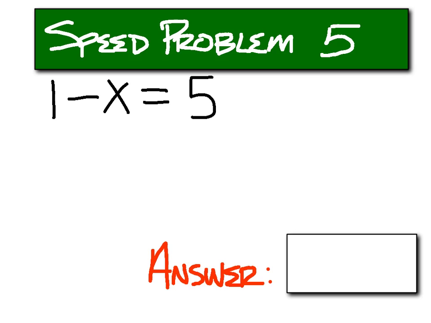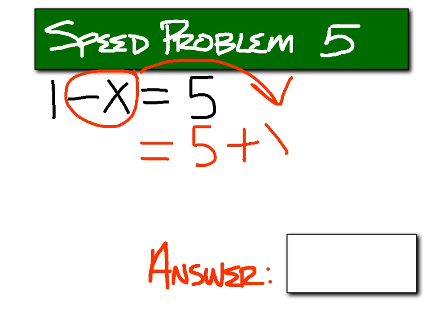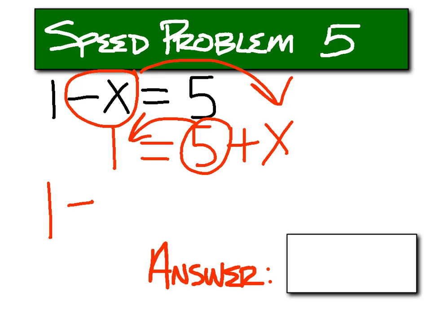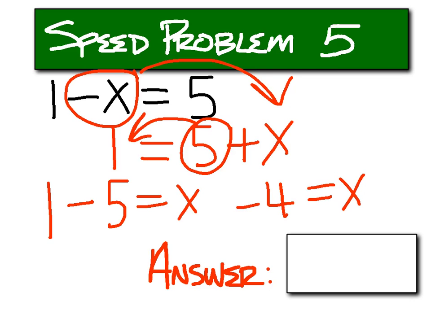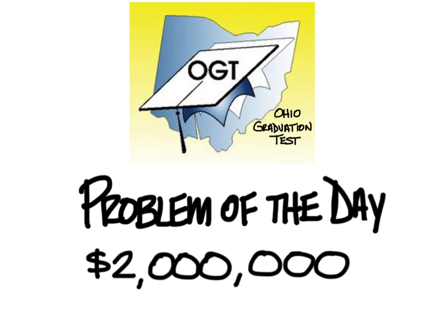Number 5. Okay, we have 1 minus x is equal to 5. First thing we want to do, make our x positive. Take it to the right side to make it a positive x. We've got 5 plus x is equal to 1. Next we want to take our 5 and move it to the left side. We've got a positive 1 on this side. When we move our positive 5 to the other side, we get a negative 5. 1 minus 5 will give you negative 4. So x is going to be equal to negative 4.